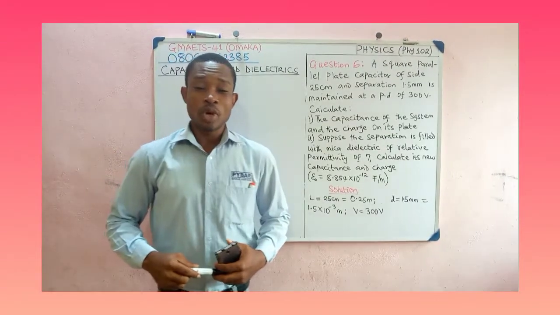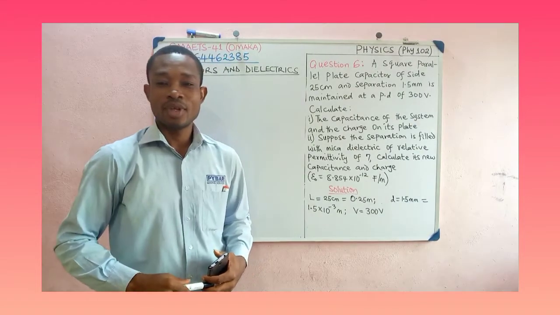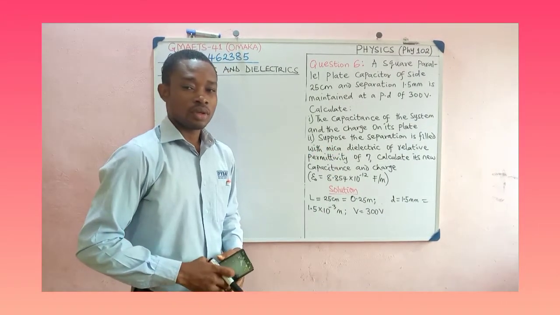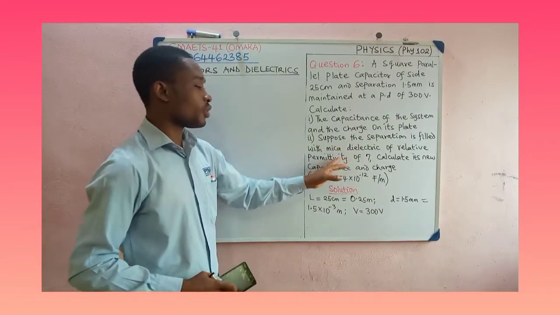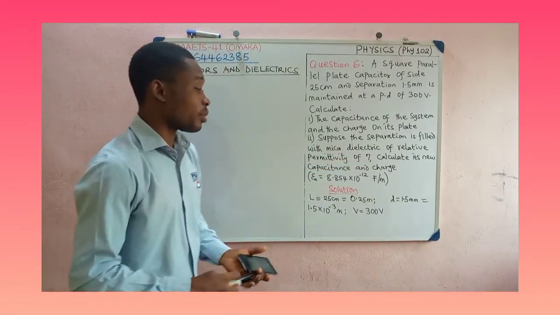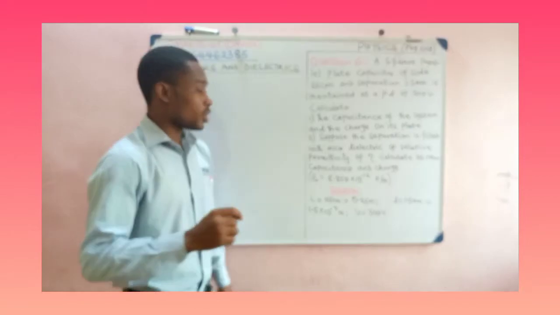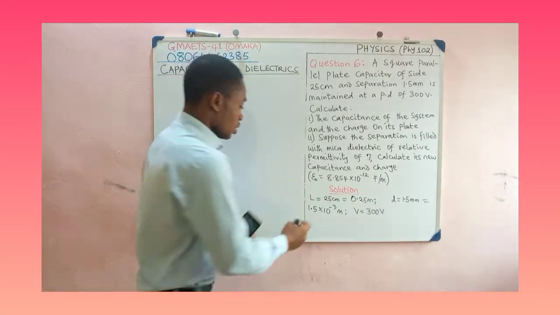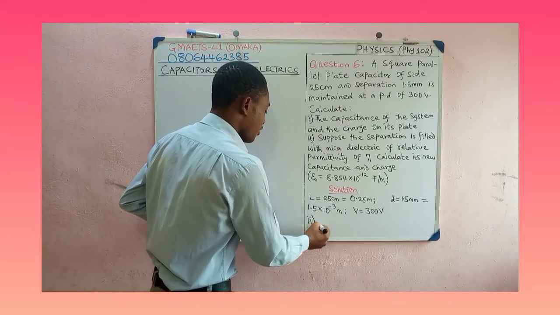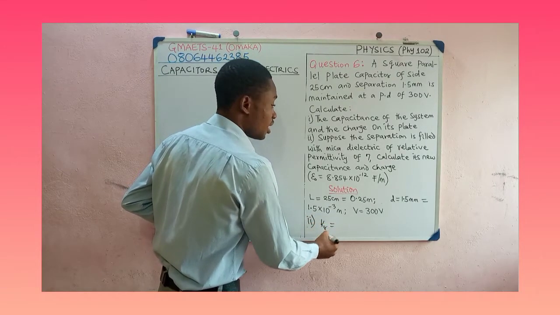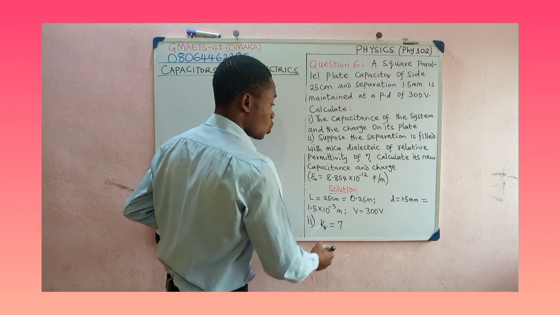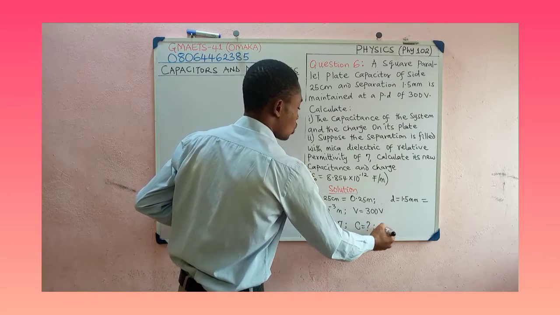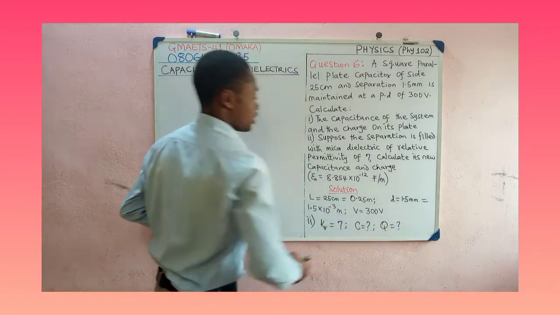And now, you're welcome from the short break. We want to look at the second part of the question. Suppose the separation is filled with mica dielectric of relative permittivity 7. Calculate its new capacitance and charge. In the second part of this question, we now have a dielectric material whose dielectric constant, that is relative permittivity, is 7. So we have to obtain the capacitance in that case, as well as the charge on the plate in that case.